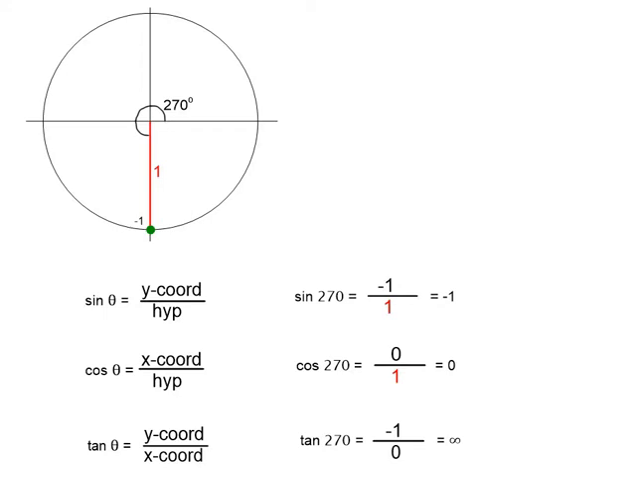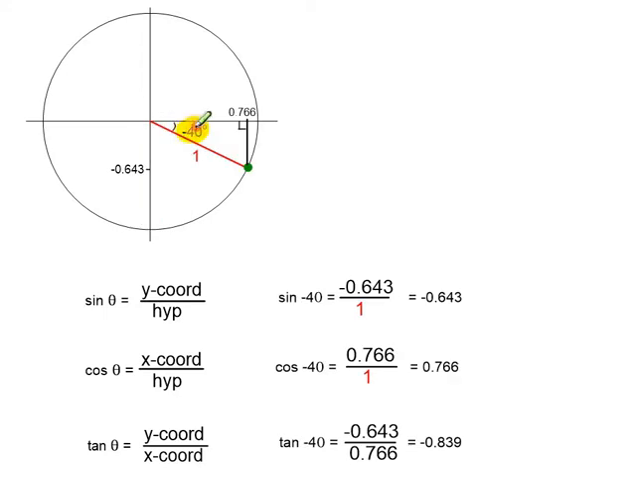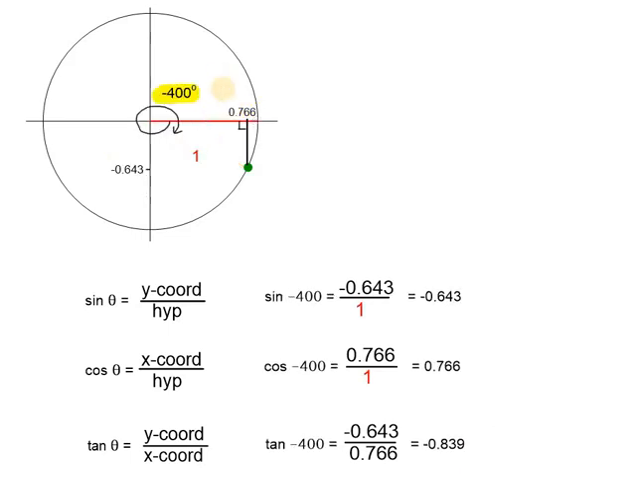270 degrees. For minus 40 degrees, we have a positive x coordinate and a negative y coordinate for this point. We have the sine ratio, cosine ratio and tan ratio. So how do we generate minus 400 degrees?